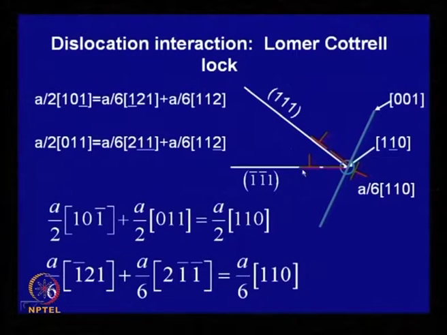So, what happens when this type of lock forms? It will inhibit further movement of dislocations on this plane. Say, if another dislocation is generated somehow on this plane and is trying to move, this dislocation will try to repel it, if it is of similar character. Similarly, a dislocation moving on this will be repelled by this. So, that means whenever this type of lock is generated in the crystal, it makes dislocation movement difficult, or it makes the material stronger. In technical terms, we say the material undergoes strain hardening.